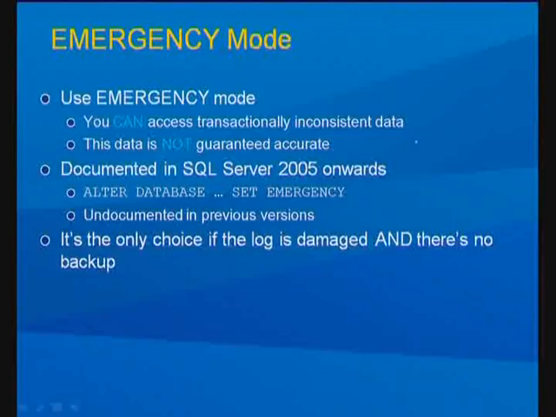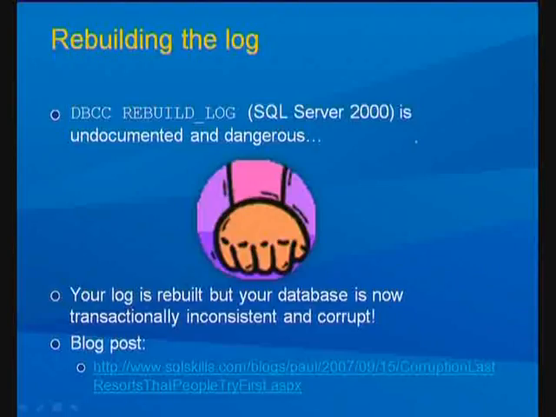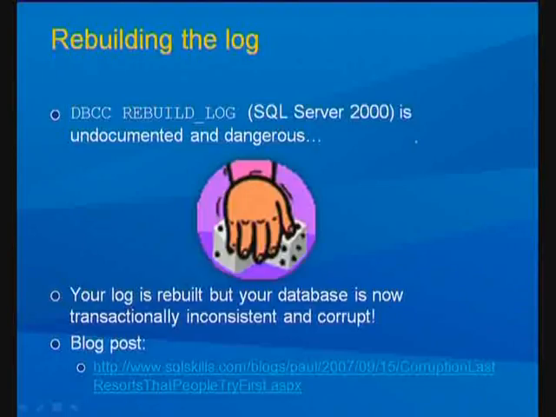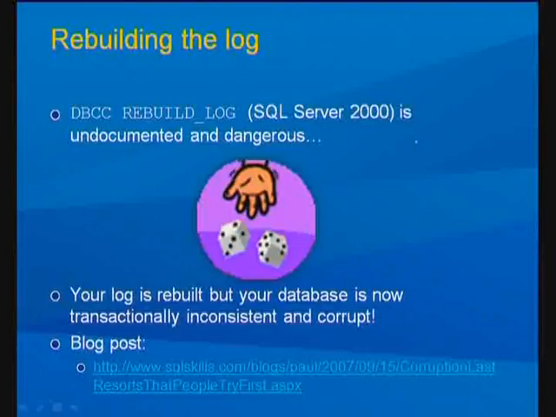So in previous versions, what people might do when in emergency mode, and this little thing here is just saying, if you do this, you're basically gambling with your data. There was an undocumented command in SQL Server 2000 called dbcc rebuild log. It's pretty well known. And what that would do is what Kimberly just demonstrated. It rips out the transaction log, plus any transactions that are in there, and builds a new one. So if you run this dbcc rebuild log, then you're probably causing more problems than there were in the first place. And again, there's a blog post on there that gives you all the nasty information on that.